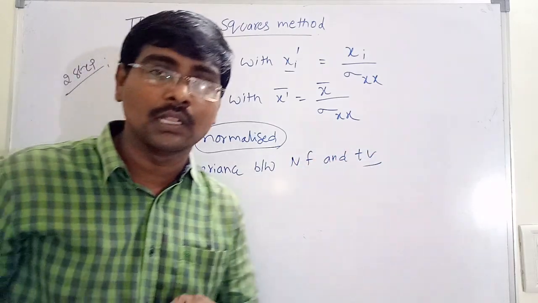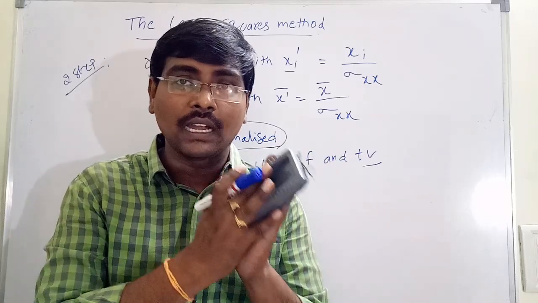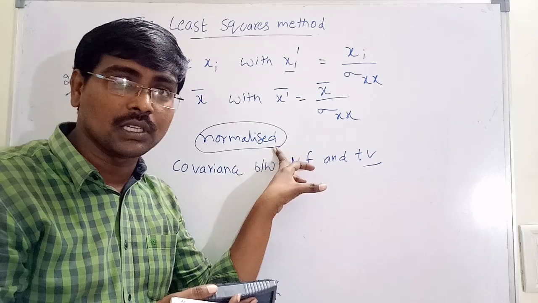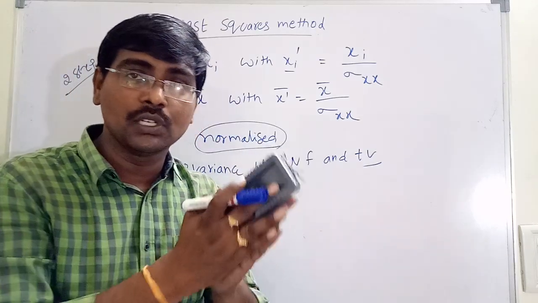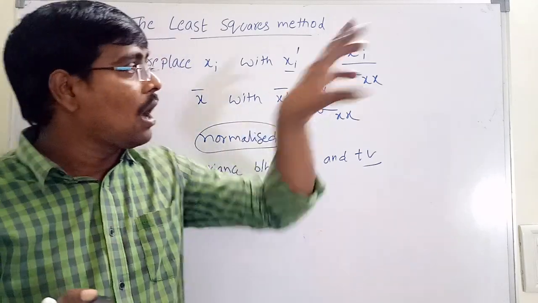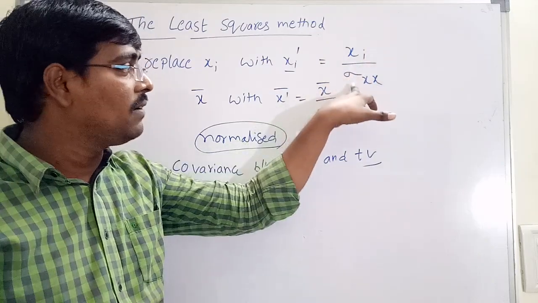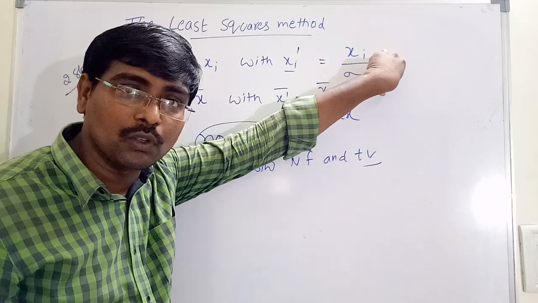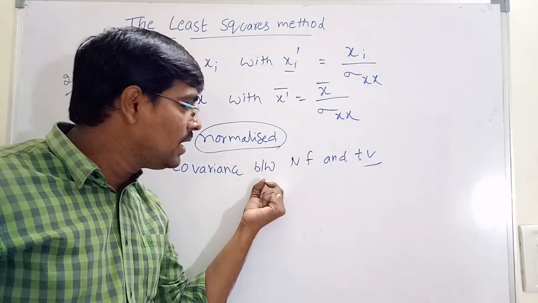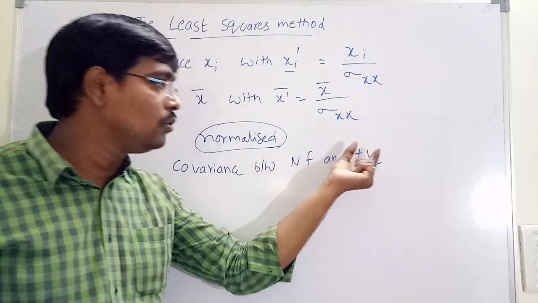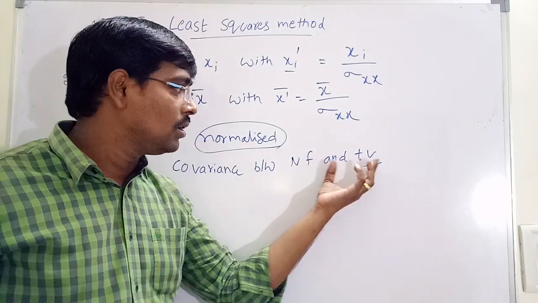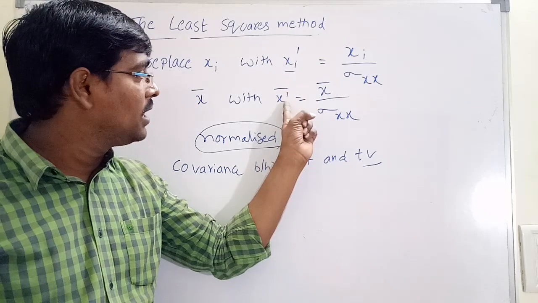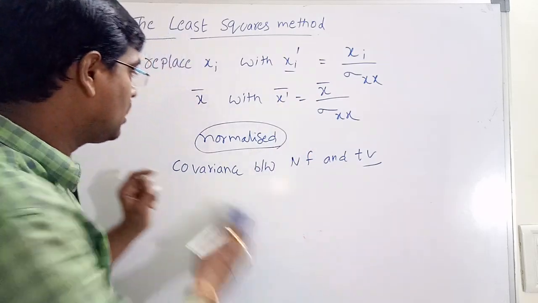So the first step is to convert the given features into normalized features. How are we converting the features into normalized features? All the feature values are divided by their variance, and then automatically it becomes a normalized feature. Now take the covariance between the normalized feature and the target variable. The target variable is y, the normalized feature is xi dash and x bar dash. So take the covariance.